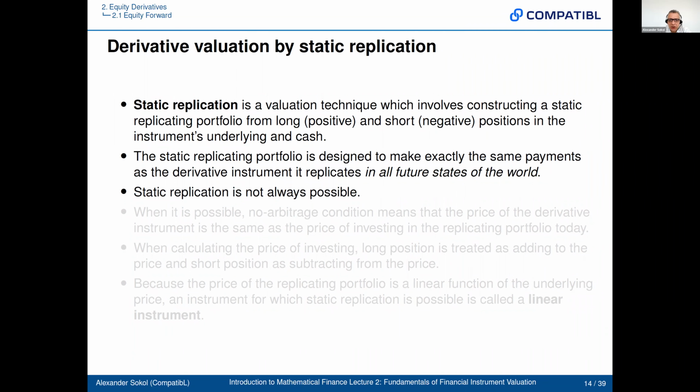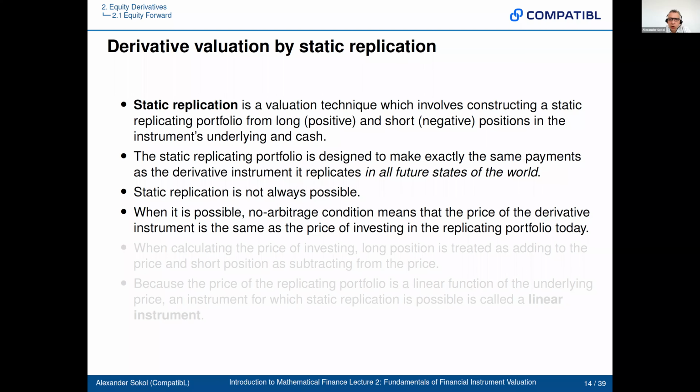And static replication is not always possible, but when it is possible, right? It's not possible when it's what's called an option, right? So when one of the parties has a choice to do something or not to do something. But it's often possible when there is no choice, when the two parties, like for the forward, one party agrees to buy, the other party agrees to sell, there's no choice, right? So that's one of the cases when static replication is possible.